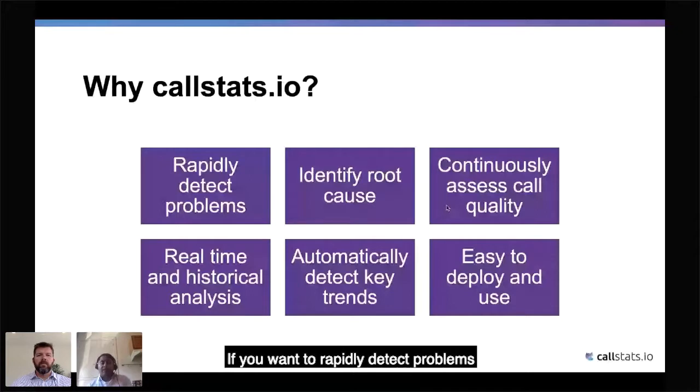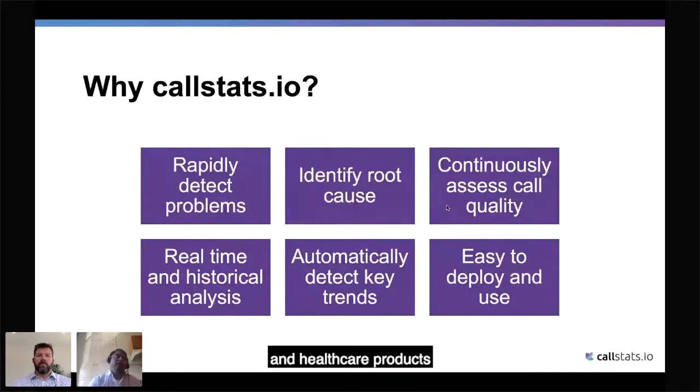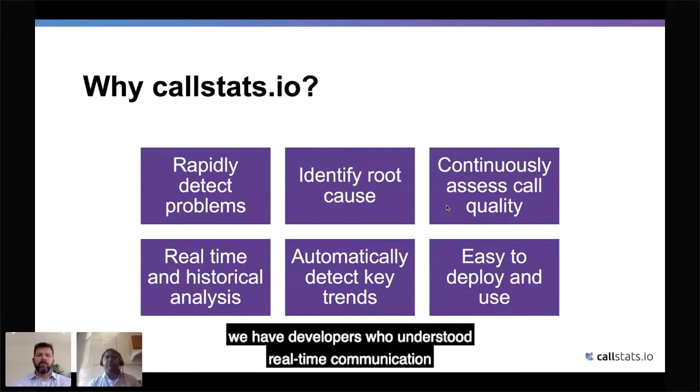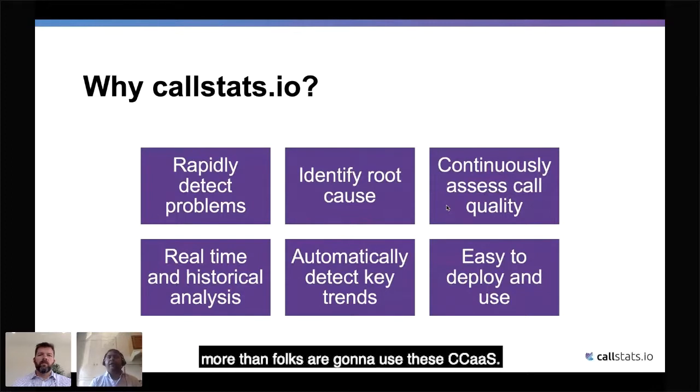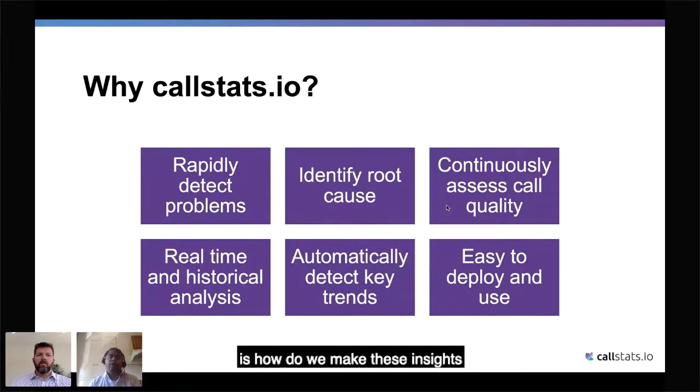We want to rapidly detect problems and identify root cause issues. Especially when we were selling to webinars, healthcare products, and team collaboration, we had developers who understood real-time communication more than the folks who are going to use these CPaaSs. So a lot of what we are trying to do now is make this insight, or this data, more actionable and easier to comprehend, so that even the agents themselves would be able to figure out what's wrong, right?